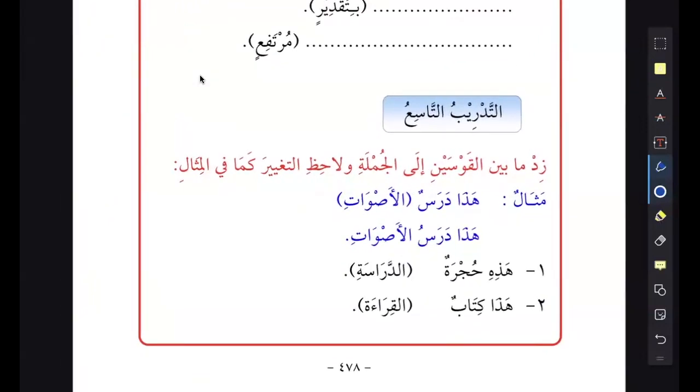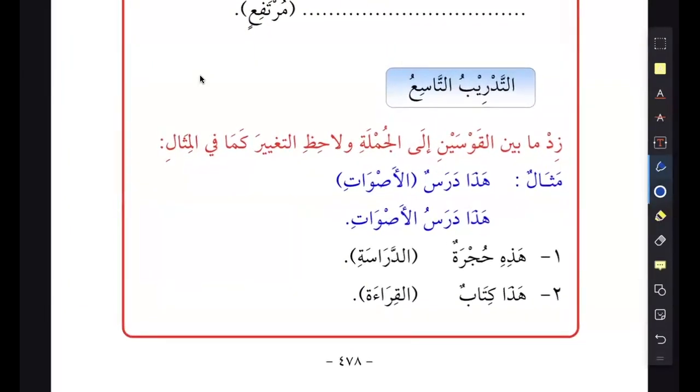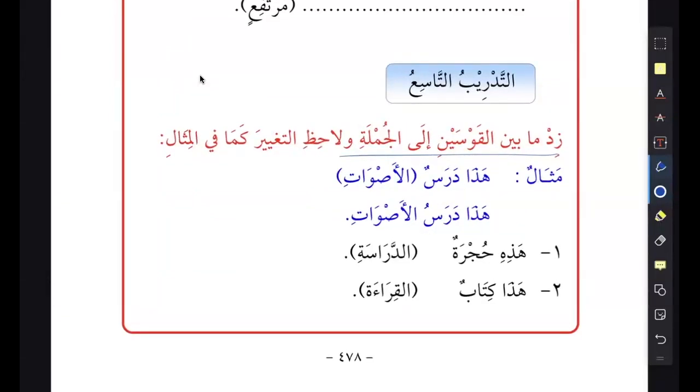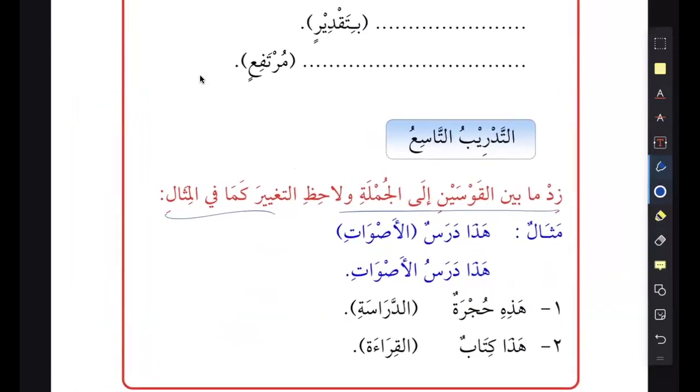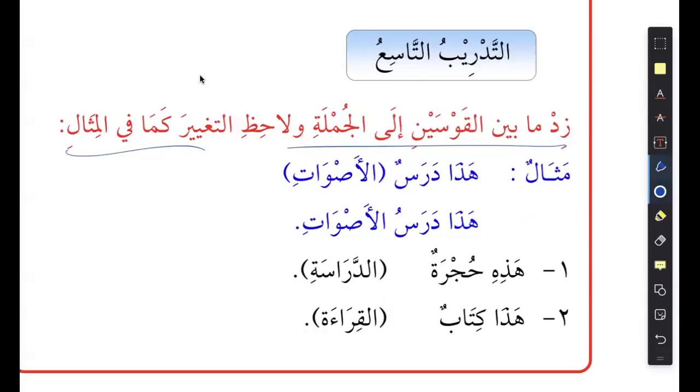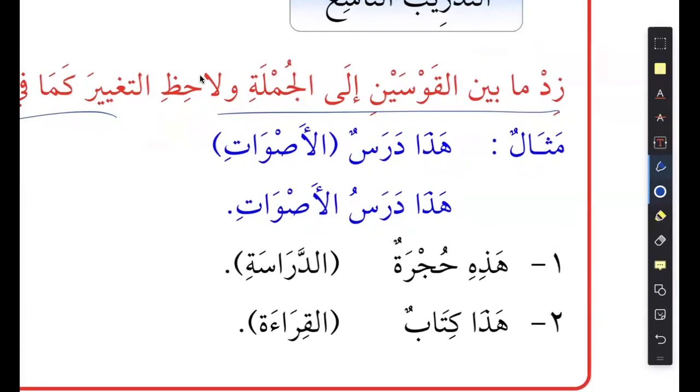Then we have التدريب التاسع, the ninth exercise. It says زد ما بين القوسين. Same thing, add what's in the parenthesis إلى الجملة, in the sentence. ولاحظ التغيير, and notice the change, كما في المثال. In the previous example, there's nothing worth changing. You are just simply gluing all these words together. They gave you all the proper haraka and the grammar. All you are doing is stitching them together. But here they're saying that when you add, something would change. You should be paying attention to the change. So let's see what they mean.